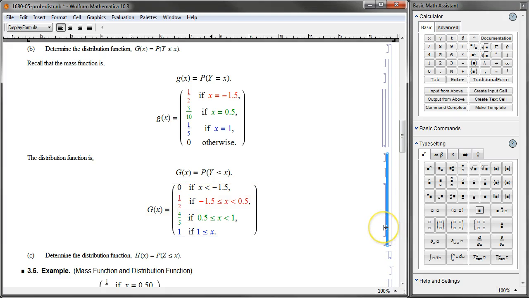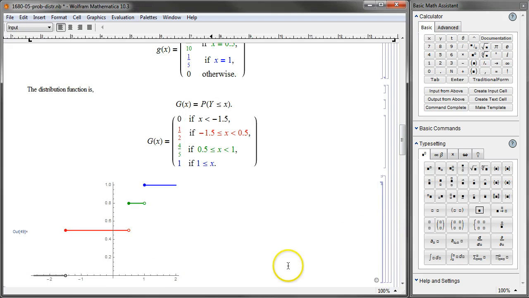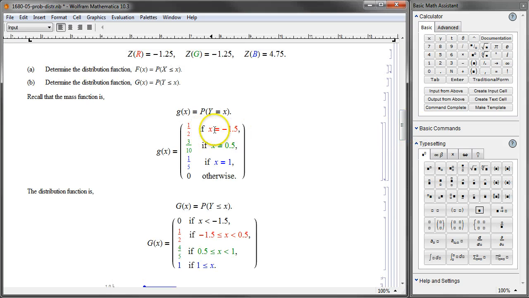Here is the graph. As you can see, we have increasing step function 0, and then here's the first jump at x equals -1.5, the next jump at x equals 0.5, and the final jump at x equals 1. These three breaking points correspond to these three x values of the mass function.